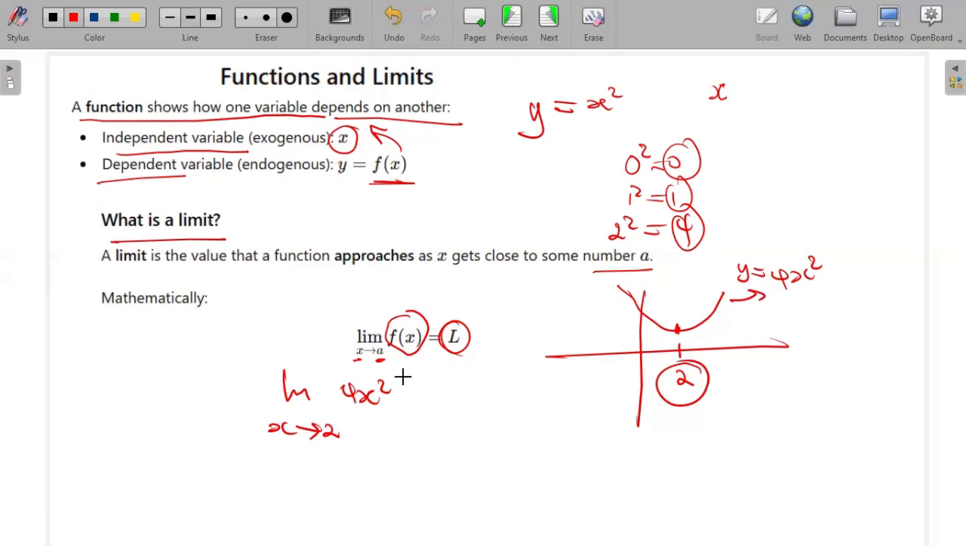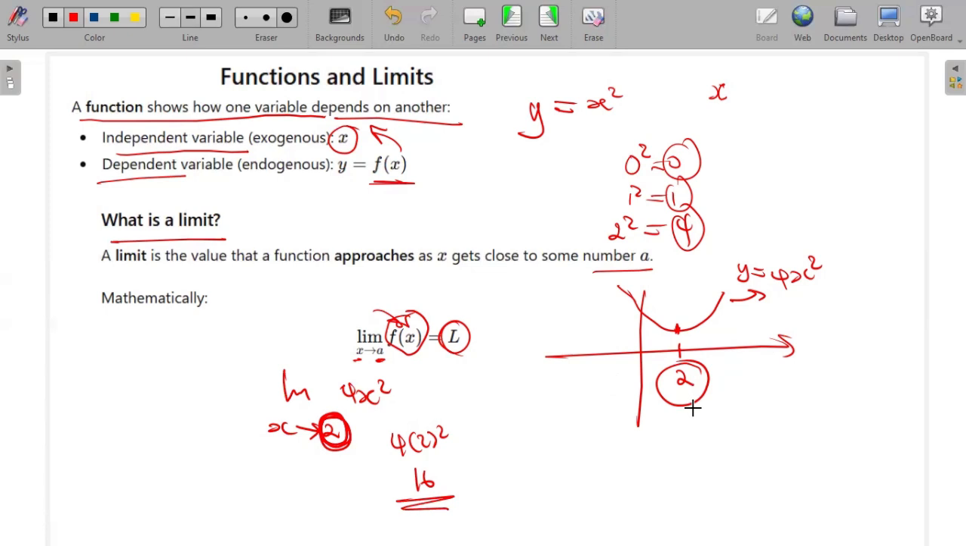When we start evaluating, the first approach is to plug in directly and see if it works. If you plug in 2 here, you have 4 times 2 squared, which is 4, and 4 by 4 gives you 16. So the limit there is 16. It's telling you that as you get closer to 2 on the x-axis, this function is getting closer to 16. That's the interpretation of the limit.